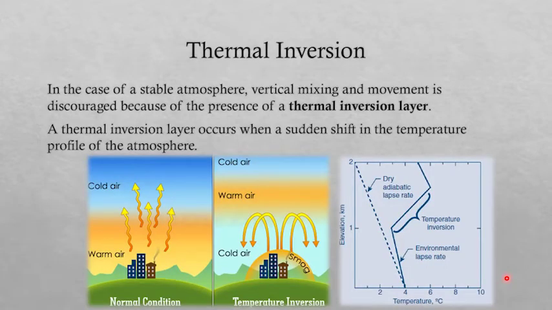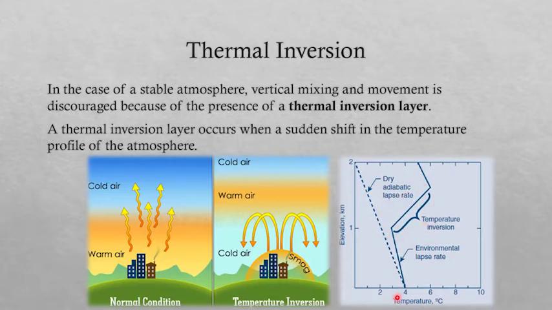Now we have to discuss the concept of thermal inversion. In the case of a stable atmosphere, vertical mixing and movement is discouraged because of the presence of a thermal inversion layer. The thermal inversion layer is what prevents our warm air from rising to the upper levels of the atmosphere. If you take a look at the graph between the elevation and temperature for an inversion layer, the inversion layer represents an anomaly in the normal temperature profile.